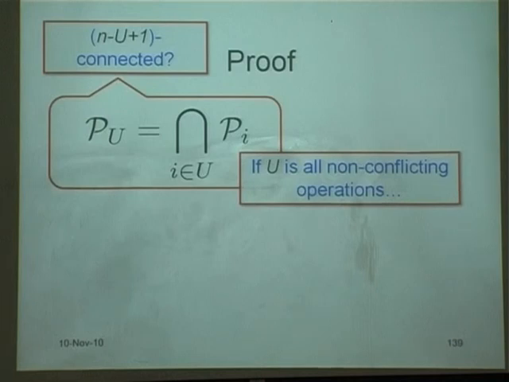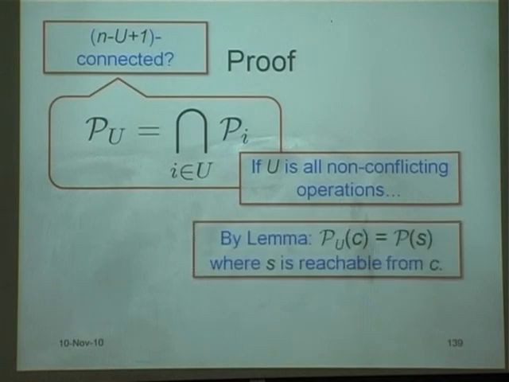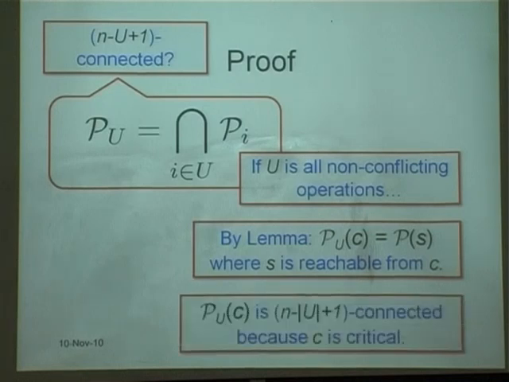So if U consists entirely of non-conflicting operations, then we showed that P of U of C is just P of S, where S is some state that's reachable from C. But C is a critical state for n-connectivity, so the protocol complex from any reachable state has got to be n-connected by the hypothesis that C is a critical state for this property.